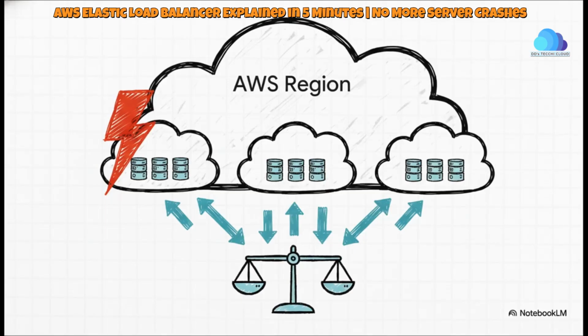And the number one way to do that? Building across multiple availability zones, or AZs. An AWS region is made up of multiple isolated AZs. You can think of them as totally separate data centers.